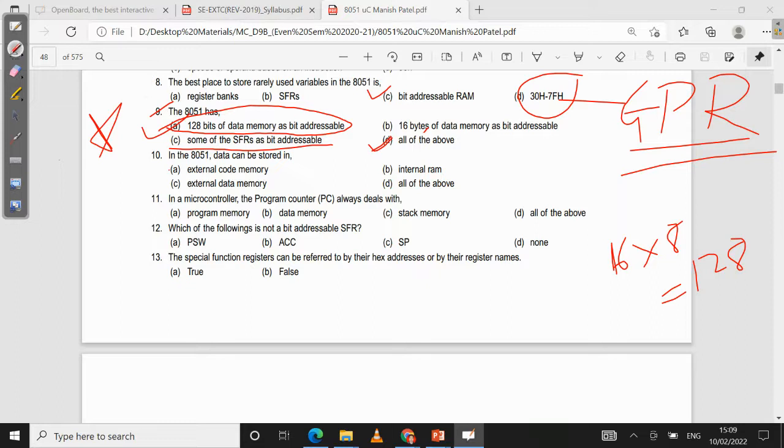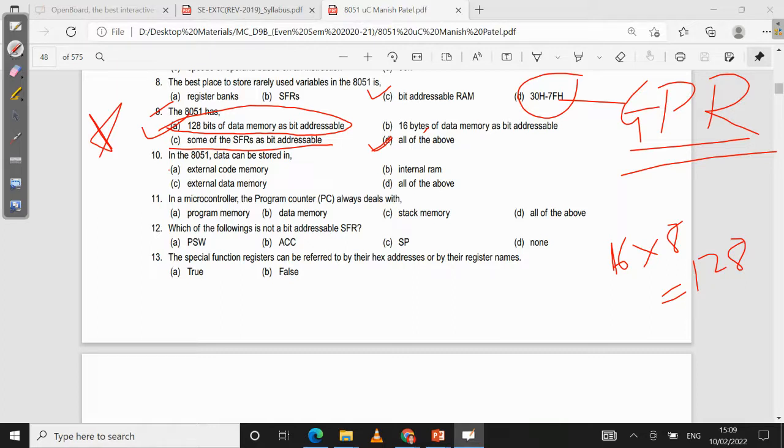Do you agree with this, everyone? Everyone, shall I proceed? Shall I proceed? Yes or no? Okay. 10th question. In the 8051, data can be stored in external code memory, internal RAM, external data memory, all of the above.